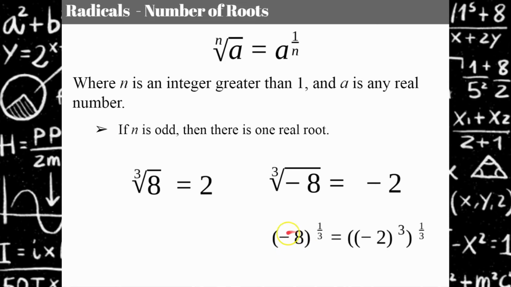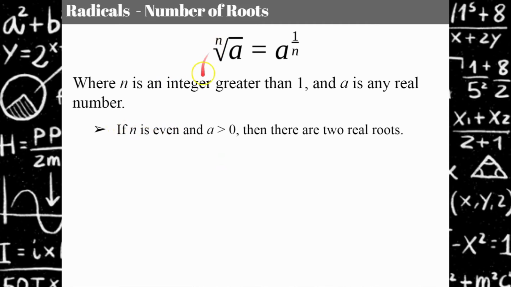This could be written as negative 8 to the 1/3, which is negative 2 cubed. Right here, negative 8 is negative 2 cubed. 3 times 1/3 is 1. So our power to a power rule: negative 2 cubed, exponent 1/3, power to a power, is equivalent to negative 2.